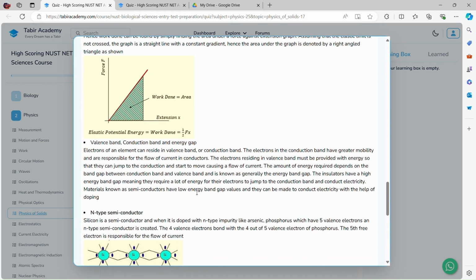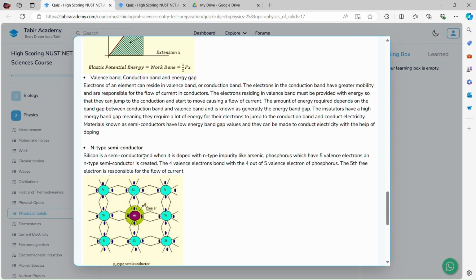Materials known as semiconductors have low energy band gap values, and they can be made to conduct electricity with the help of doping. N-type semiconductor. Silicon is a semiconductor, and when it is doped with N-type impurity like arsenic or phosphorus, which have 5 valence electrons, an N-type semiconductor is created.